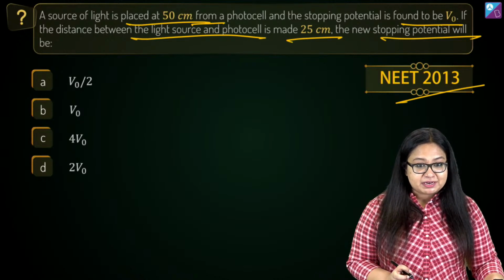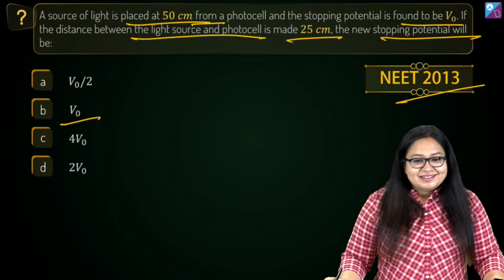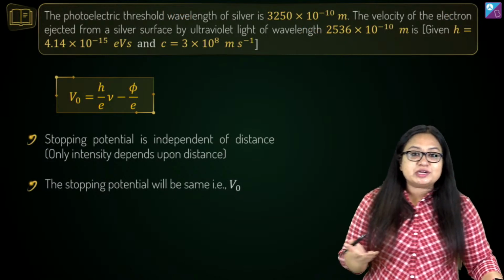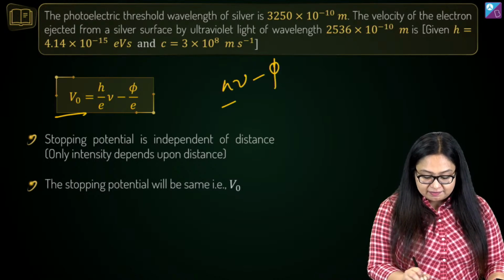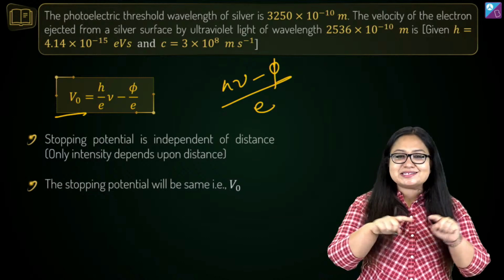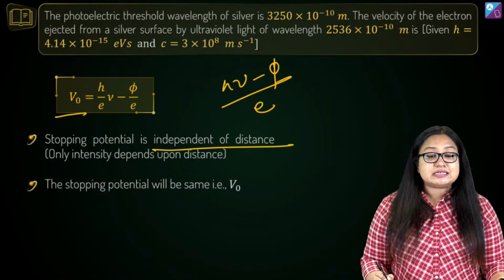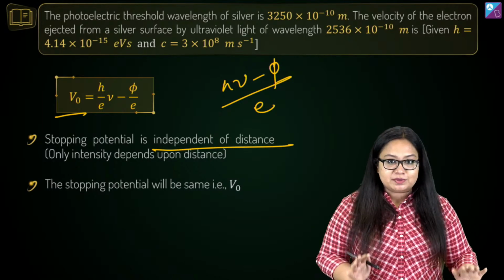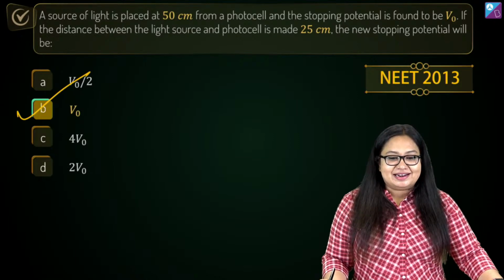Alright, I can see people have already solved it. Prateek says B, Kiran B. Alright, V naught. Ifat also says B, Bikash says C. Okay, let's see. This again, you just need to understand what stopping potential depends on. See, stopping potential is h nu minus phi divided by e. Now, do you see that it depends on energy of the incident photon, it depends on work function, but it does not depend on distance of the light source, right? There we go. Stopping potential is independent of distance. Intensity will change as the distance of the light source changes, but stopping potential will not change. So, stopping potential will remain the same, V naught, and as you can see, option number B is the correct answer. Okay?